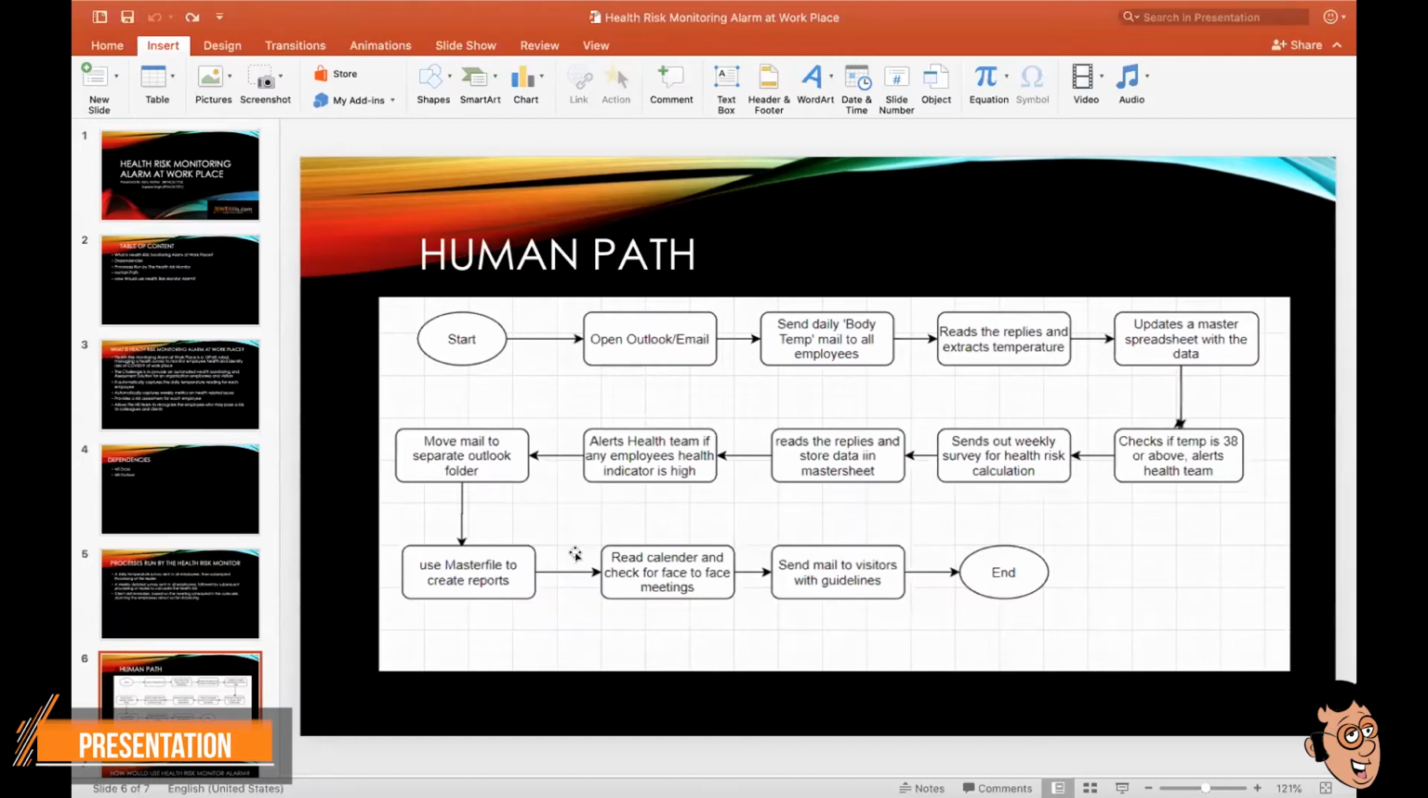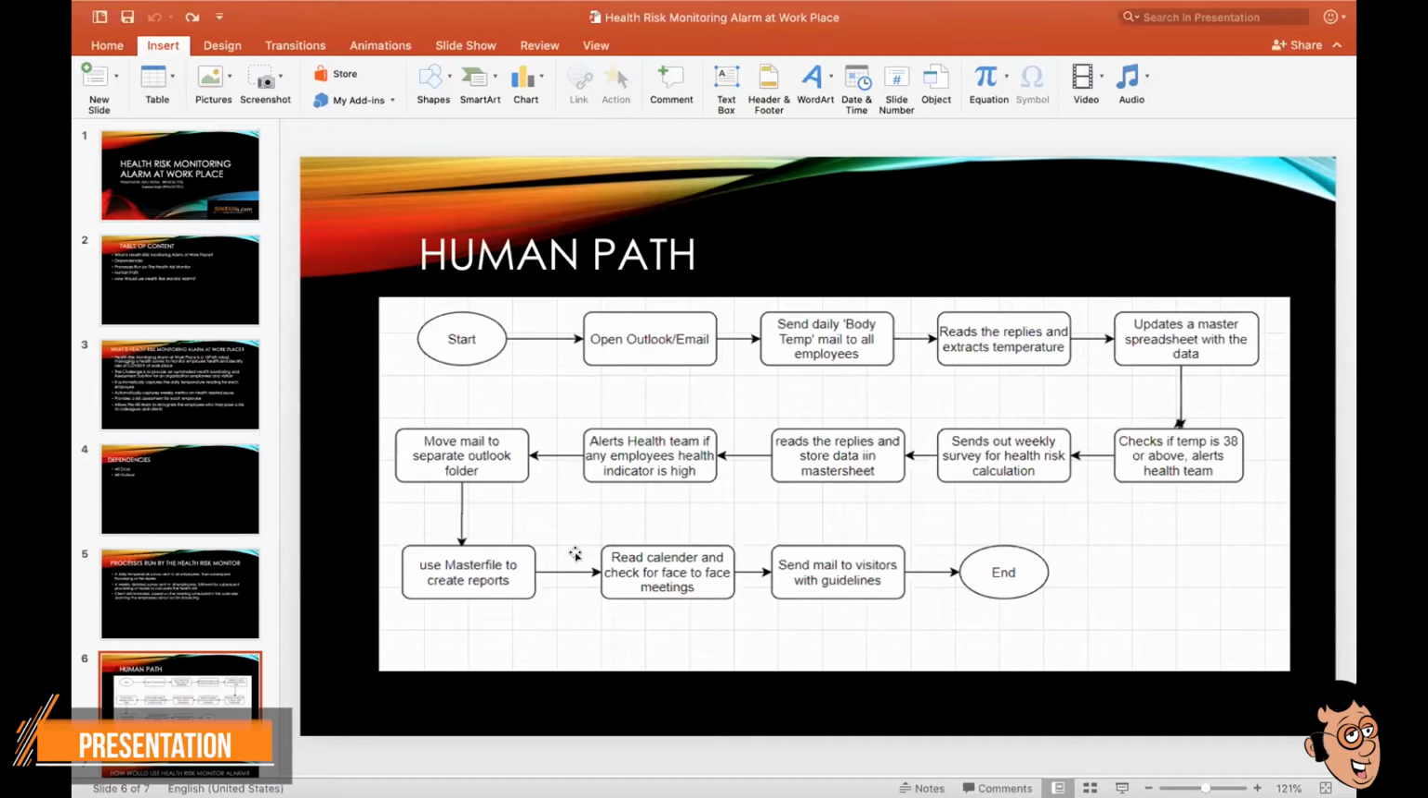There we'll have a count of it, and we have set a certain limit. If we have a temperature above 38 degrees Celsius, the HR has access to all of this data and will send out a health risk email to the employees, telling them to either work from home or get COVID tested. Following which, we'll have a weekly survey sent to the employees as well.